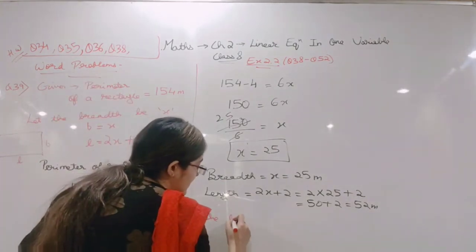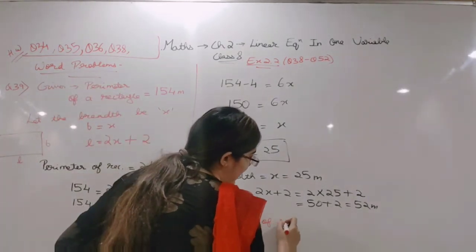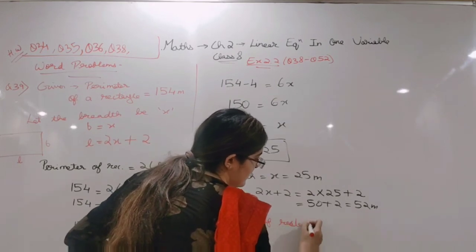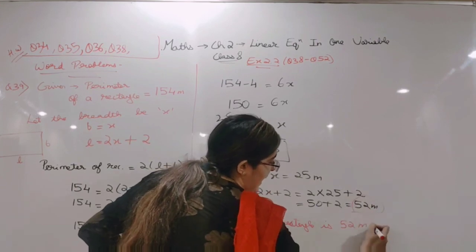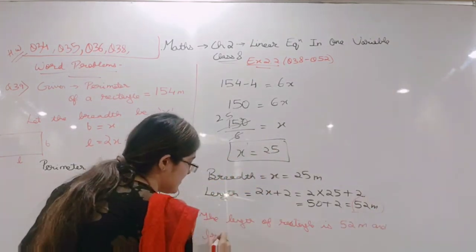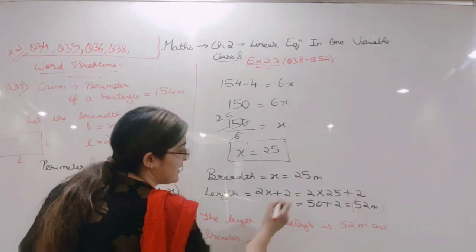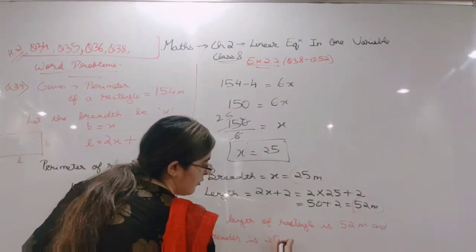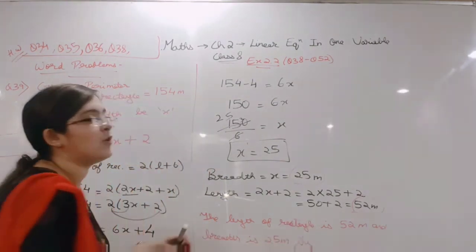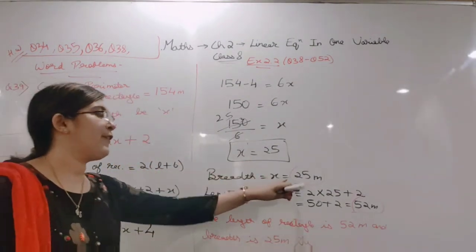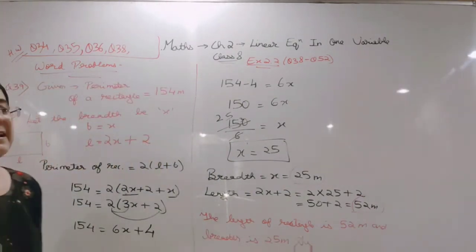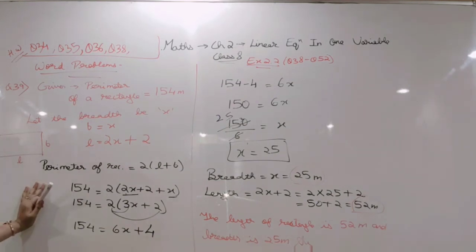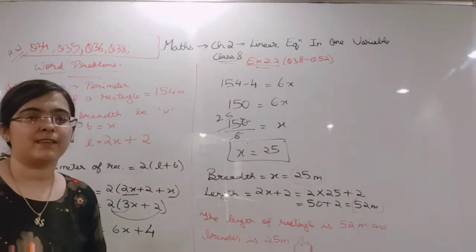So what will you write? The length of rectangle is 52 meter. Okay, and breadth is 25 meter. Okay, this is your final answer. You don't have to just leave it here. You have to find the value of both breadth and length and then write the answer in words. Clear, students? Have you understood this? The perimeter was given and you have to calculate the other things, length and breadth.